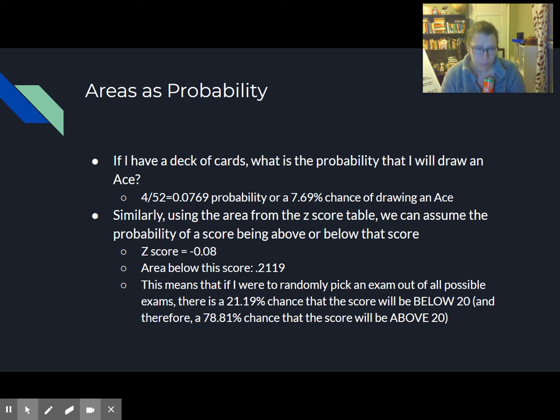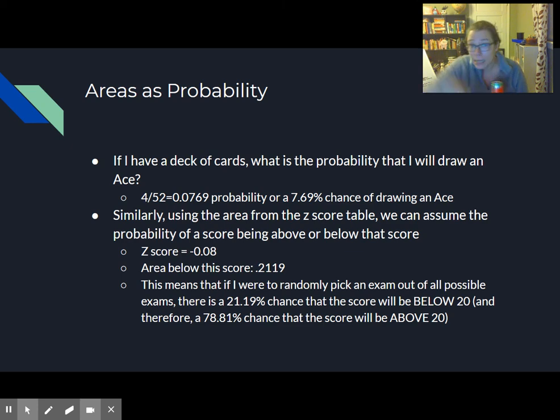Pretty low, right? And similarly, I can use the area from a z-score table. I can assume the probability of a score being above or below that score. So if we go back to that original example of the mean being 24, the standard deviation being 5, and I asked for the z-score of 20, the z-score of 20 was negative 0.08. So that means the area below that score is 0.2119.